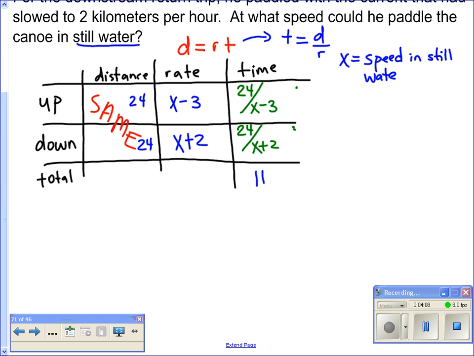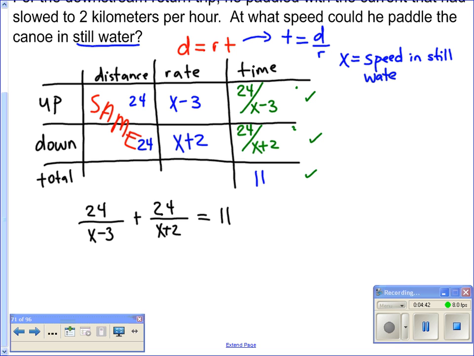And now that we have that chart set up, it's going to be pretty easy. Keep in mind that the distances are equal here, and keep in mind that you want to use the information on your chart. If you notice here, we have everything filled in this column. So what that means is that if we add those two times up, then we should get 11, and that's really going to be our equation. So you've got 24 over x minus 3 plus 24 over x plus 2 is going to be equal to 11.